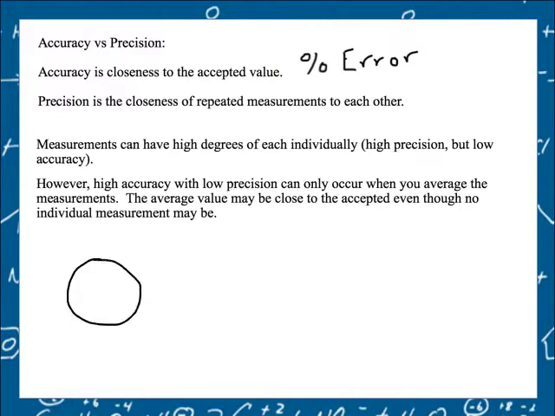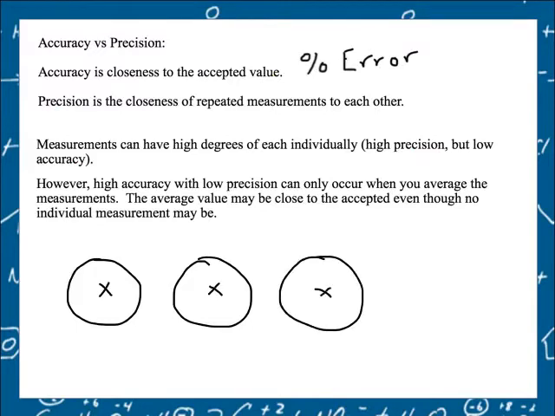I'll use some bullseyes because everybody understands bullseyes. And the X in the center would represent the accepted value. So we'll start off with the best possible scenario. Those will represent my data points. Clearly we've got high precision because my data points are all close to each other, and they're also close to the accepted value, so I have high accuracy. So that's great, it has both of them.